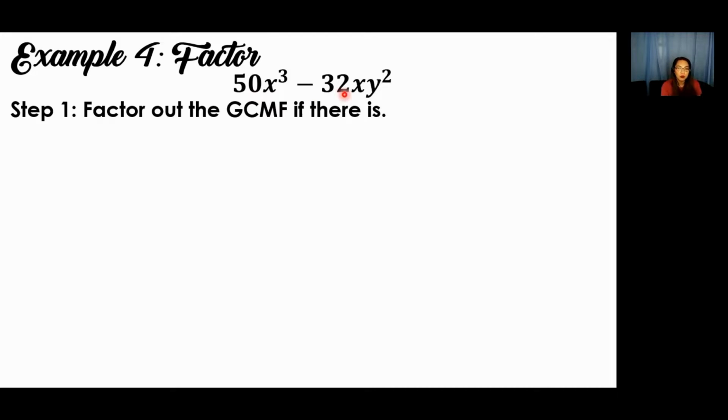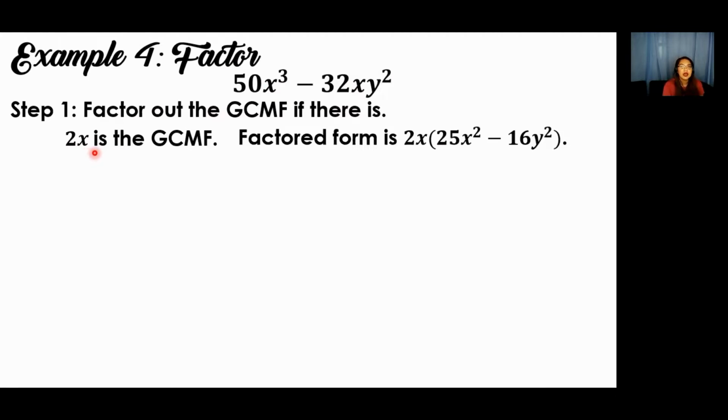50 and 32. They are both divisible by 2. And x cubed and x, common sa kanila, pareho silang may x na variable, so kailangan natin siyang i-factor out. So, our GCMF is 2x. So, pag na-factor out natin si 2x, 50x cubed divided by 2x, the answer is 25x squared.